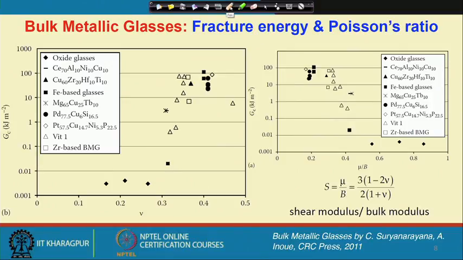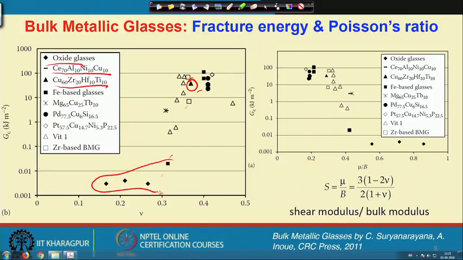Now, there are some people who have measured the fracture energy of metallic glasses, and for different glasses the values are quite different. Let us say this is a cerium based glass, and this is a copper based glass. So, cerium based glasses, copper based glasses, are somewhere here, and oxide glasses show a very low fracture energy. We have discussed that oxide glasses are ceramic in nature, and definitely they have a very low fracture toughness of 2 megapascal root meter only.